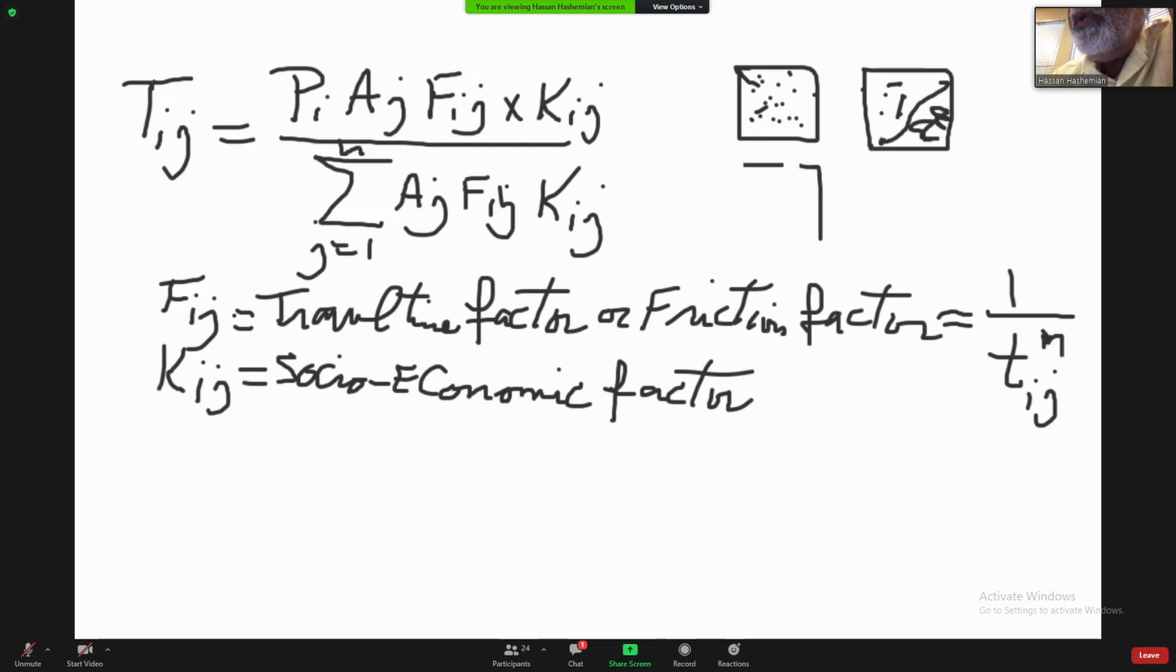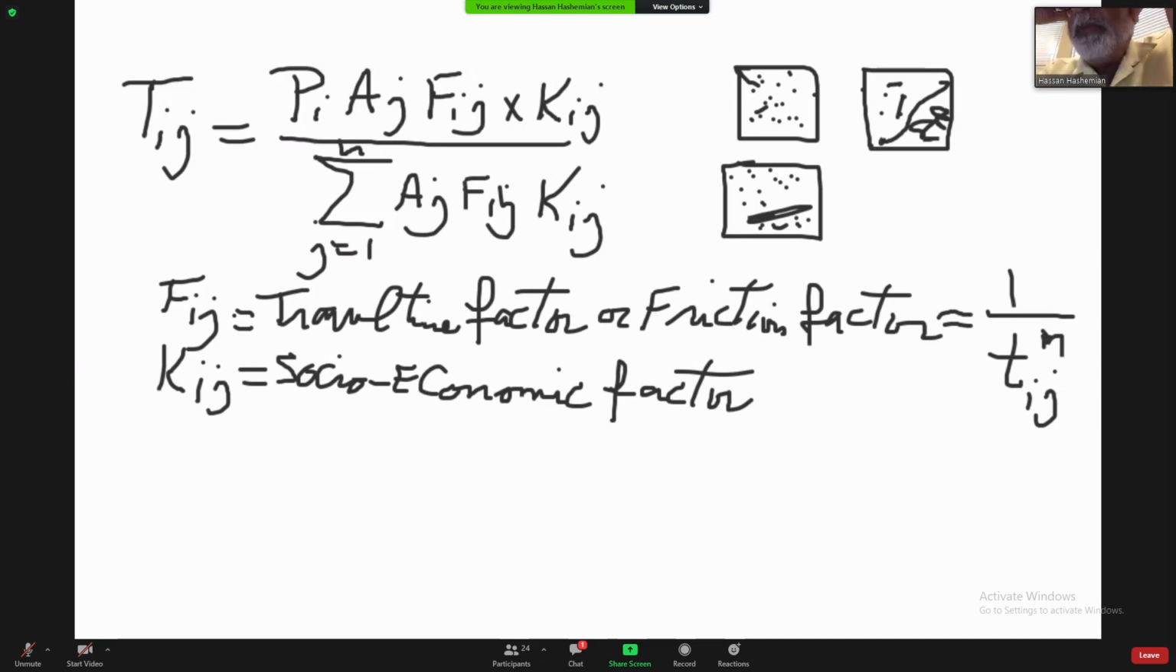Or if you have a zone here that maybe Asian lives in this side of it, and Hispanic lives on this side of it. So again, socioeconomic variation is there. So Kij could be different. So that's when the Kij is not equal to 1, when it's not uniform. Okay? So that's the formula that we use.